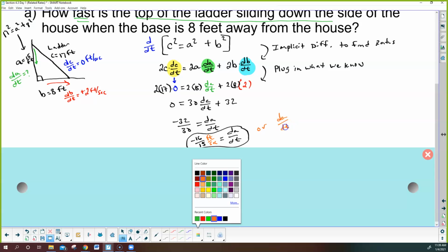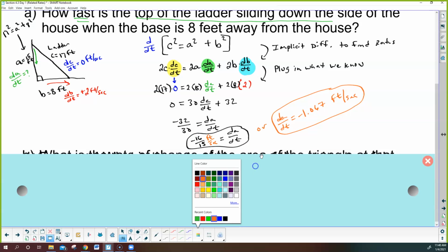Or if they said round, or they might not even say round, if they didn't ask for a way to write your answer, you would need to take it to at least 3 decimals and then provide the correct units. So notice why this isn't feet squared, because we're not finding the area. We were only looking at dA/dt, which is the rate at which the ladder is sliding down the house. And hopefully the answer being negative makes sense. All right, so that's the first part.